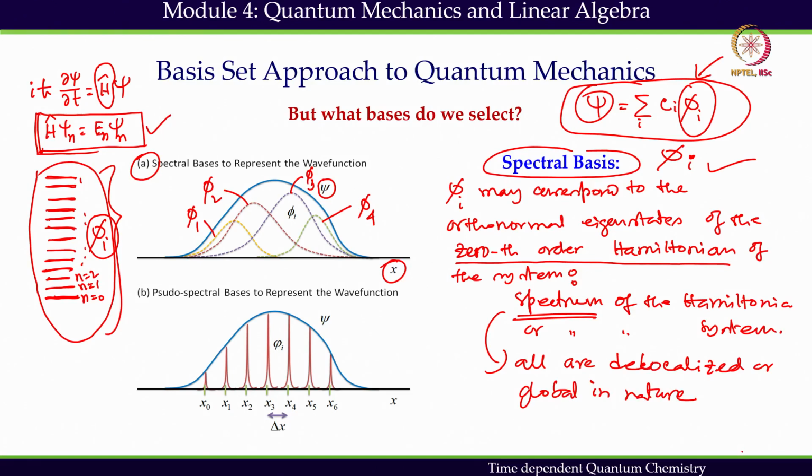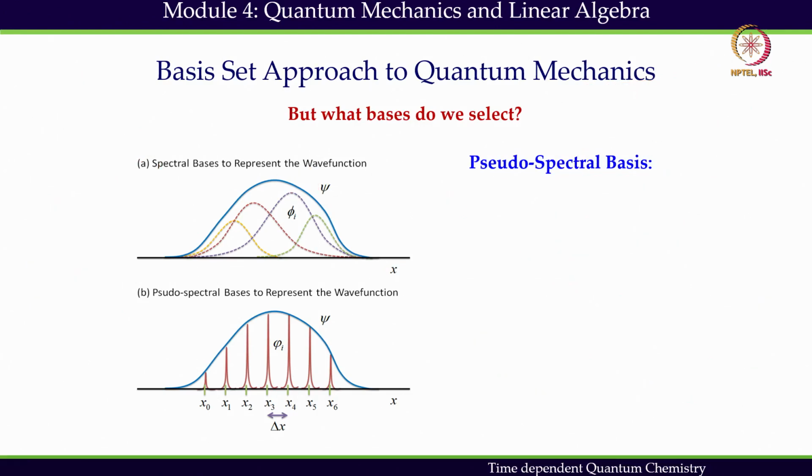This is the property of the spectral basis. The spectral basis is directly coming from the system's own spectrum, its own eigenstates, and based on those eigenstates we can also represent this. So, this is one way to represent the total wave function.